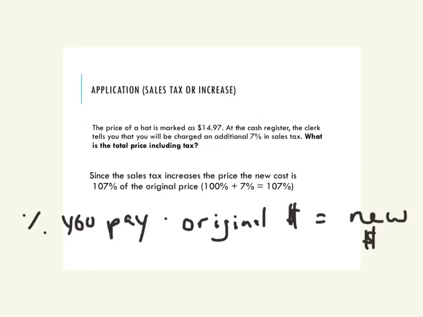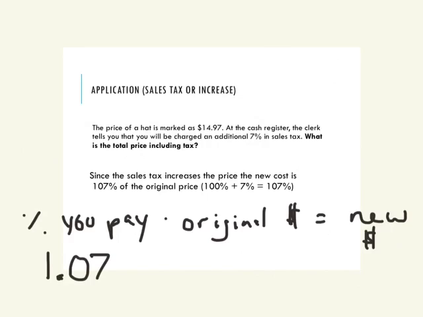Well, you don't have to guess the price. When you buy something, you don't have to go to the register and wonder how much they're going to charge you. You should be able to figure it out. You take the price of the item times the percent you pay. So since you're getting hit with a 7% tax, that means you pay 107%. 107% in your calculator would be 1.07.